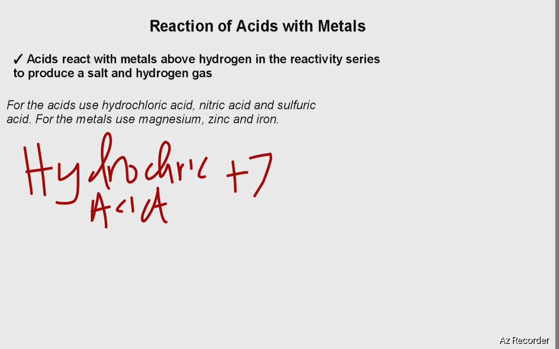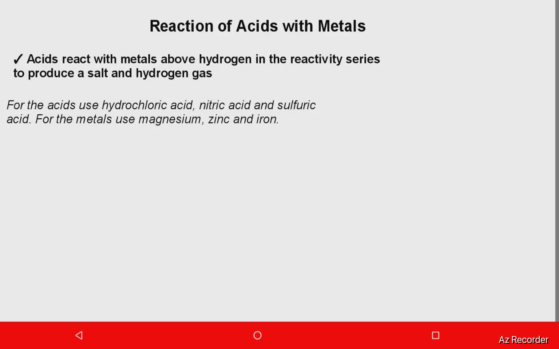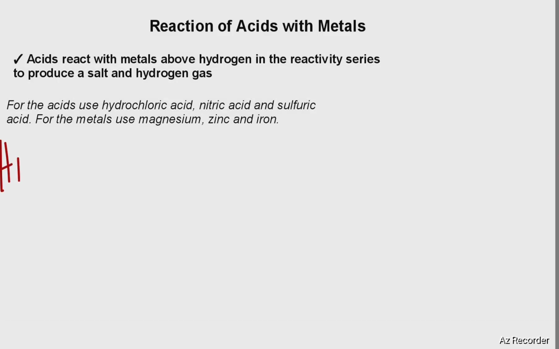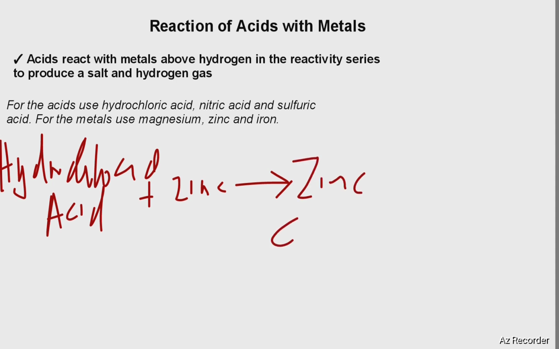So the products, maybe I should reduce the size so that everything can fit. We said we're going to get hydrochloric acid plus zinc. The name of the salt carries the name of the metal first, which is zinc. Hydrochloric acid becomes chloride, so zinc chloride. Plus hydrogen, of course.